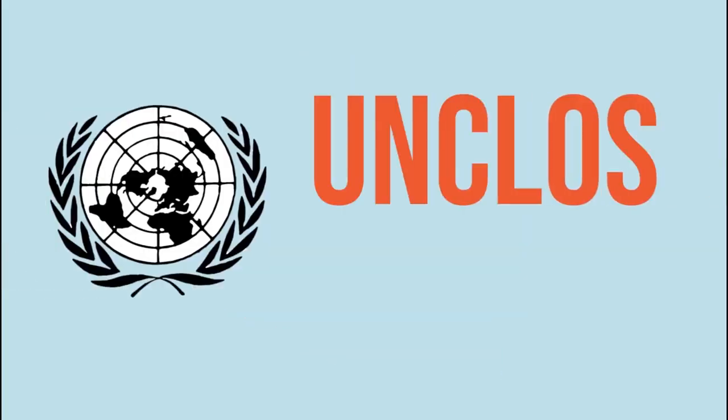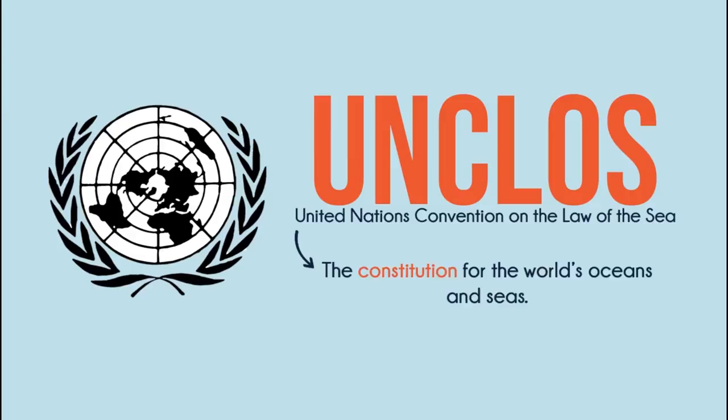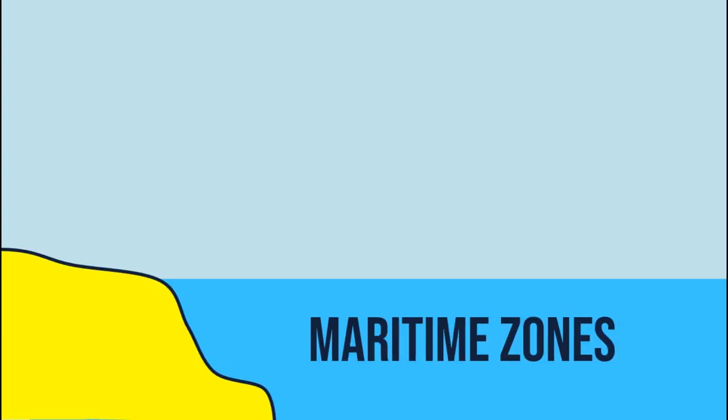UNCLOS is an acronym for the United Nations Convention on the Law of the Sea. The Law of the Sea was developed from the struggle between coastal states, which wanted to expand their control over the maritime area adjacent to their coastline. UNCLOS is the constitution for the world's oceans and seas. Under the UNCLOS, we have different imaginary lines or maritime zones to determine a country's maritime territory. Let's discuss these maritime zones one by one.